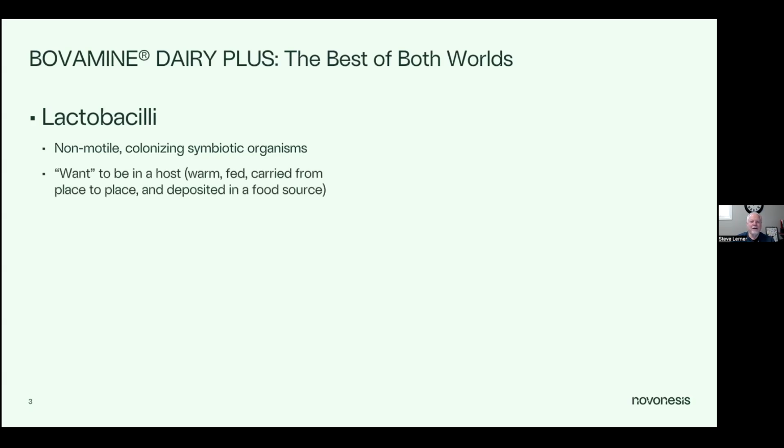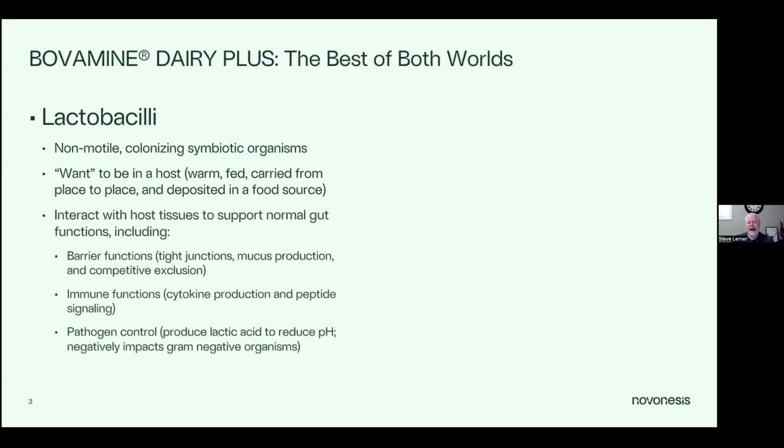If I think euphemistically, I can say that lactobacilli want to be in the host. We keep them warm, well fed, we carry them from place to place. And of course, when they leave our digestive system, we deposit them in a relatively nutrient rich environment.